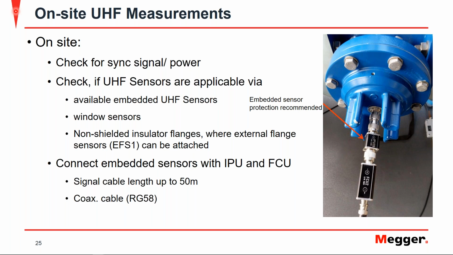Now, if you have embedded sensors, it's recommended to use the input protection unit. That way, due to the inherent switching of the switchgear, you don't damage anything. And then, of course, the frequency converter unit to convert that high frequency measurement down to a lower frequency for transmission to the instrument device. This allows for the signal cable to be up to 50 meters and just using simple coaxial cable or RG58.